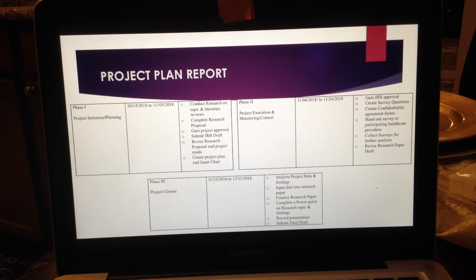In phase 2, I gained IRB approval. I created my survey questions and confidentiality agreement forms. I handed out surveys to the participants, collected the data for further analysis, and revised my research draft. In phase 3, for my project closure, I analyzed the project data and findings. I input the data into my research paper, finalized the research paper, completed the topic and findings, and recorded my presentation and submitted it.